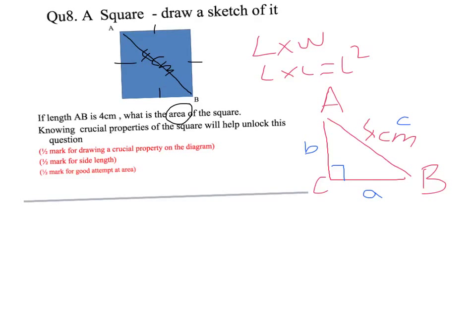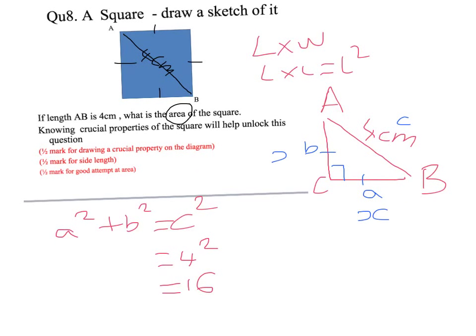What we do know about Pythagoras is that a squared plus b squared equals c squared. So we can use this now to help us work out the sides. We know that c squared is 4 squared, so this is going to give us 16. Now a squared plus b squared, until we know the values, we can't add those together. However, what we do know is that these are the same length. So instead of calling it a squared and b squared, I'm going to call both sides x, because now I can say it's x squared plus x squared, and I can simplify that to get 2x squared.